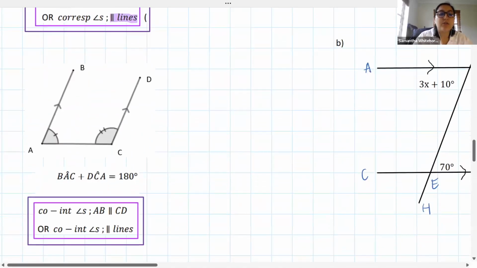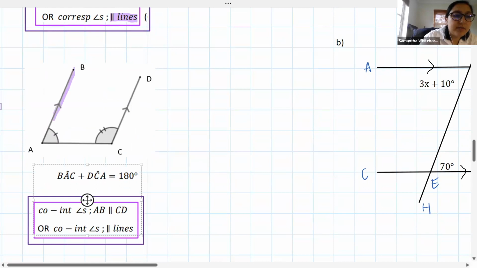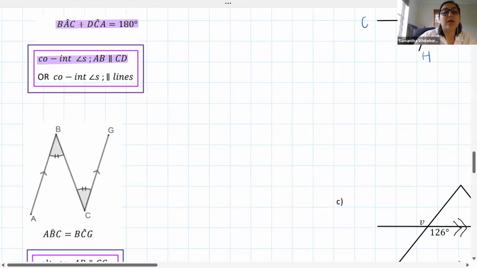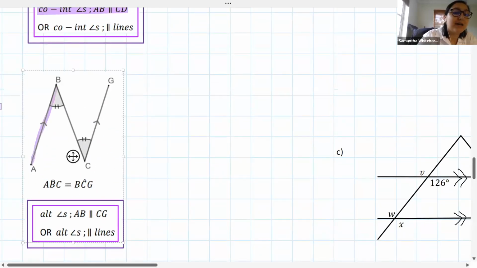The next reason that we learned about was co-interior angles. Now, really importantly, again, we've got parallel lines, and co-interior angles are the angles that sit inside the two parallel lines. Now, importantly, they're not equal. They are supplementary. If you add them together, you will get 180 degrees. Again, these are co-interior angles, so we give that as a reason. And really, really importantly, co-interior are not equal. They add to 180.